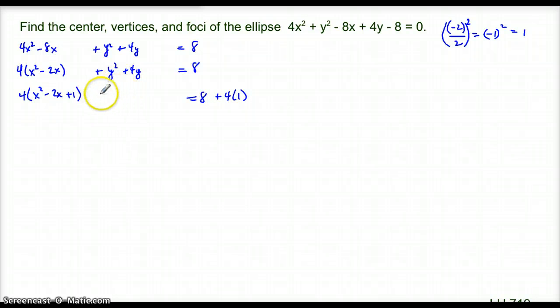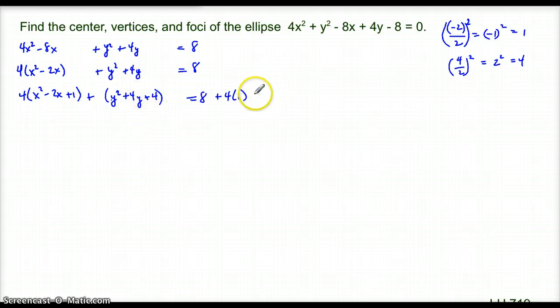Okay. Looking at the y terms, this is our completing the square. B is 4, so I have to add 4 divided by 2 quantity squared, which is 2 squared, or 4. So this is going to be y squared plus 4y plus 4. And again, I added 4 to the left side. I have to add it to the right as well.